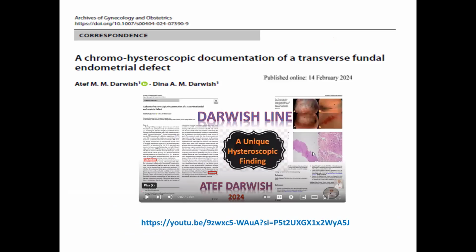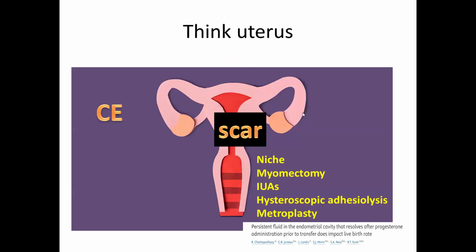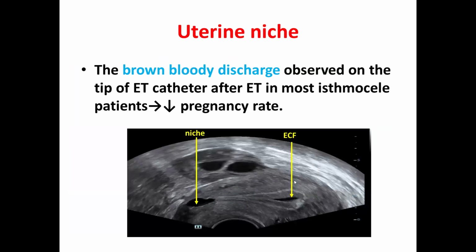And this finding guided us to see that the abnormal staining of the endometrium and missing staining of some areas, like fundal transverse endometrial defect or some adhesions, were the key of our innovation of description of this Darush line in the fundus of the uterus, which has been recently published and cited several times. Also, you have to think uterus regarding scar, particularly uterine niche, with the frequent cesarean section prevalence all over the world, myomectomy, adhesolysis, and metroplasty as well.